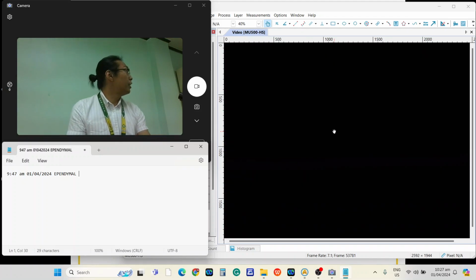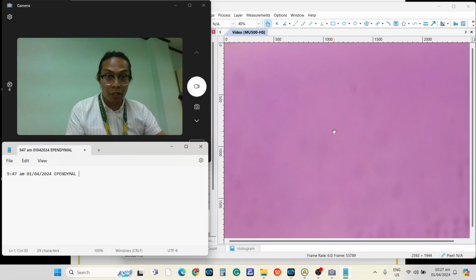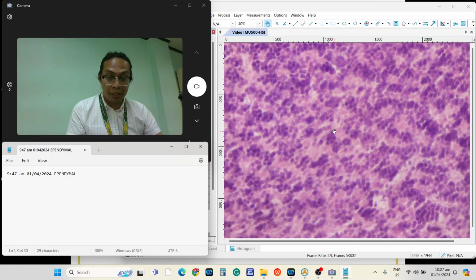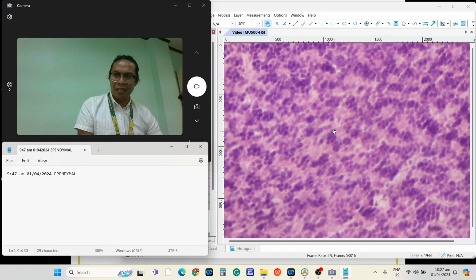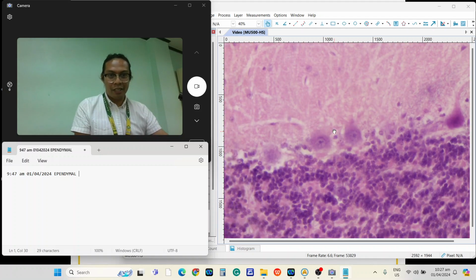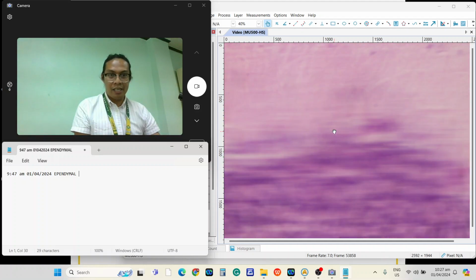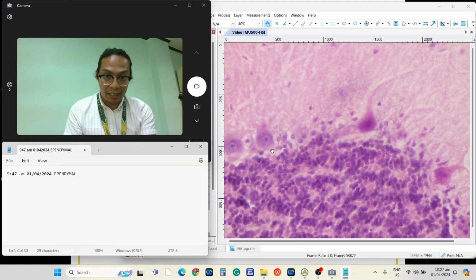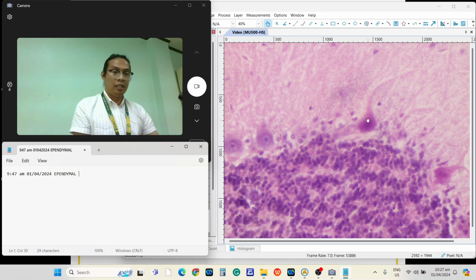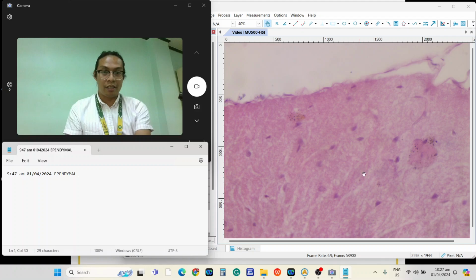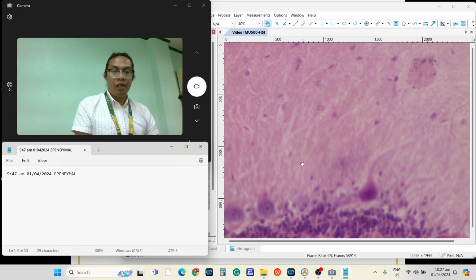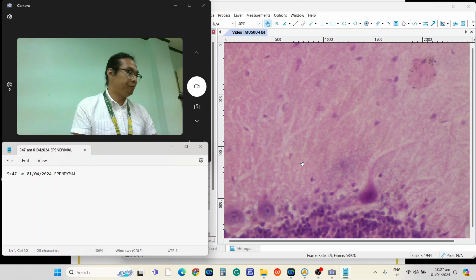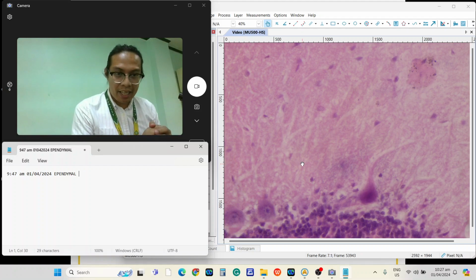Tingnan natin siya under HPO. Under HPO, this is the granular layer. Granules talaga. Punta tayo sa pyramidal layer. So that is the pyramidal layer. Meron tayong makikita mga Purkinje cells. And finally, that is the molecular layer. Okay? That is the cerebellum.